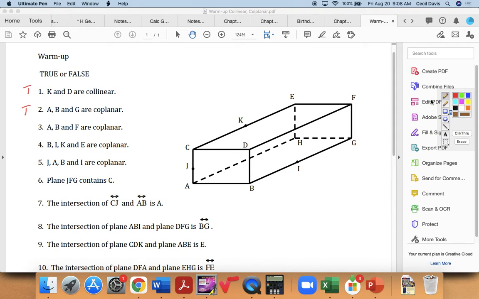All right, this next one, not quite as straightforward. A, B, and F are coplanar. Frequently, students look at this and go, well, A and B is in the front on this square here, or this rectangle here on the front, and it's also on the bottom. And F is in the back, and it's on this side over here, and it's on the top, but it's not part of either of the planes that A and B are on. They say that it's false, but the answer here is decidedly true.